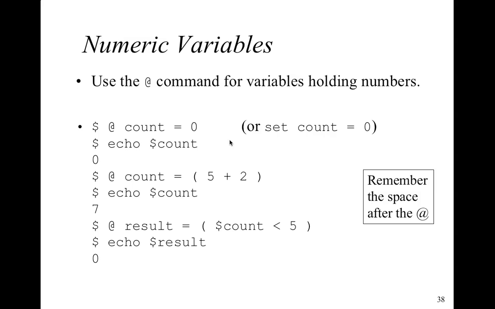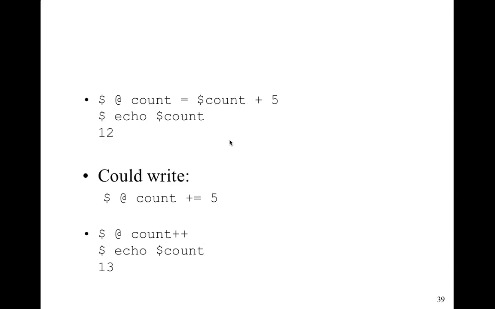So we can say count is equal to 5 plus 2. Echo count, we get 7. It treats it as numbers, so it is more type-oriented versus a typeless language. Perl is a typeless language. There are no types associated with it. You just do stuff to it and it logically figures it out. So @count is equal to count plus 5, and I think it was 7 before that. If we echo count, we get 12.